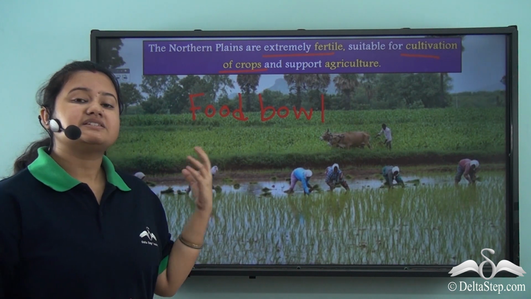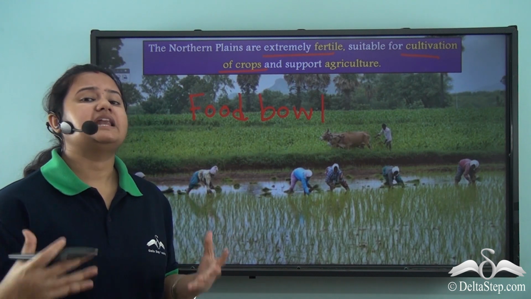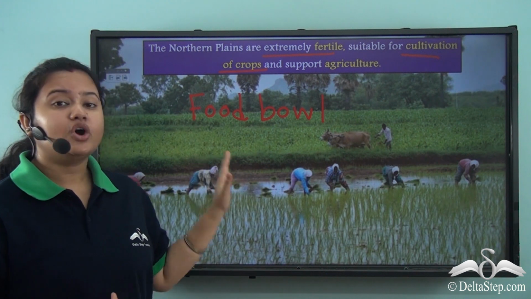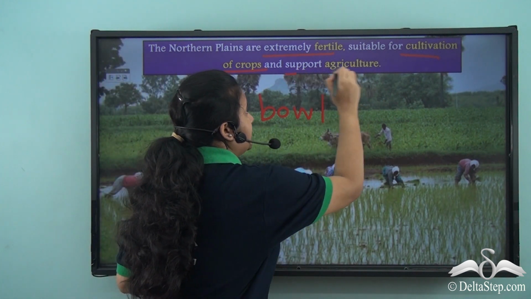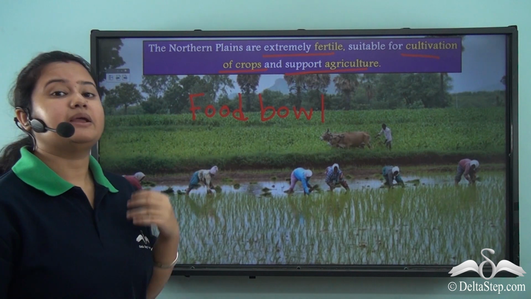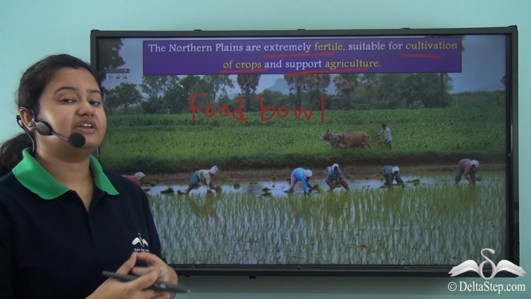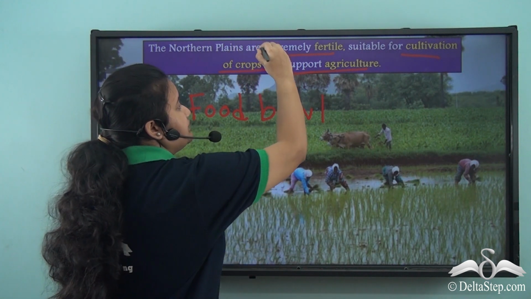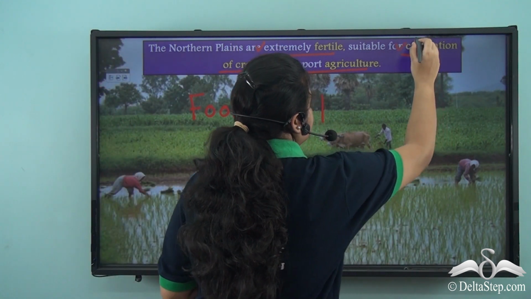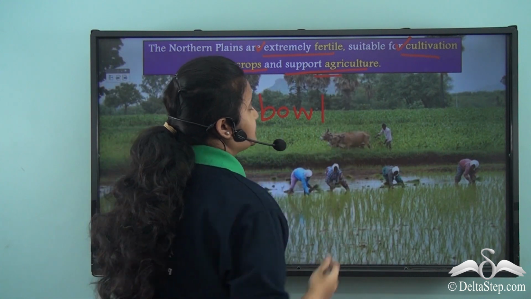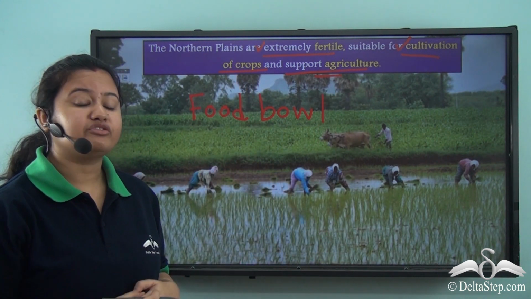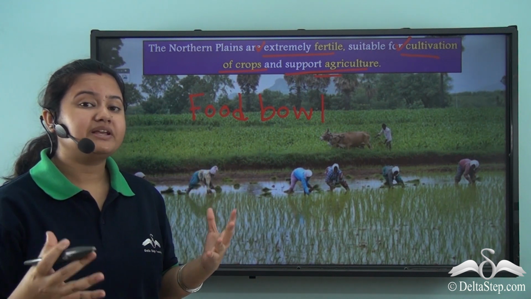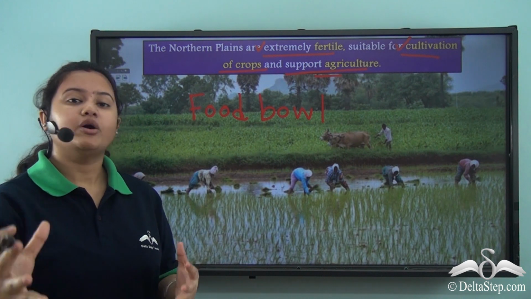Now, since this region is extremely fertile and has wide availability of water, therefore northern plains support agriculture, which is an important occupation of people living in India. So since this region is extremely fertile, supports cultivation of crops and agriculture, therefore northern plains is one of the densely populated regions in India. That is, northern plains has high concentration of population.